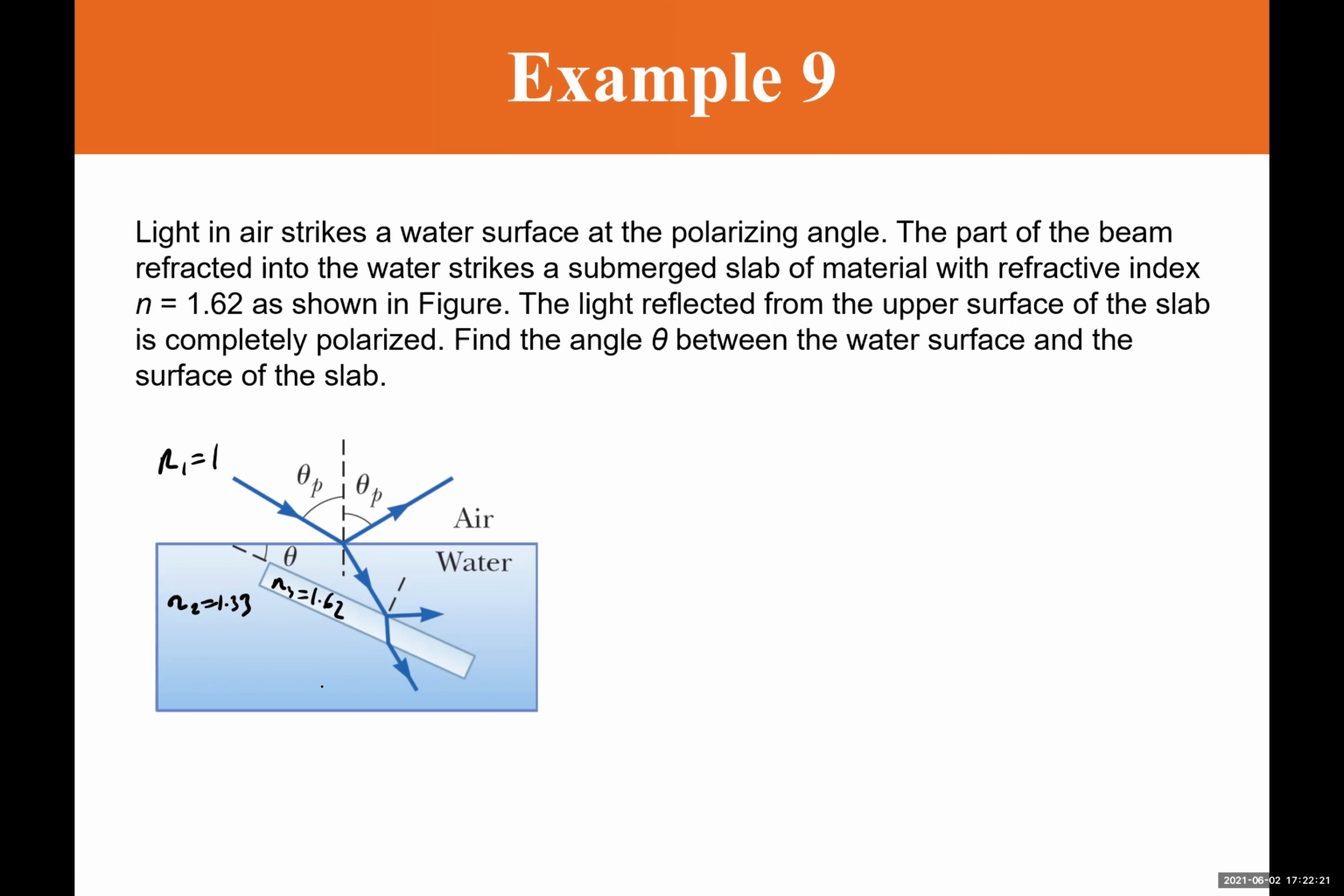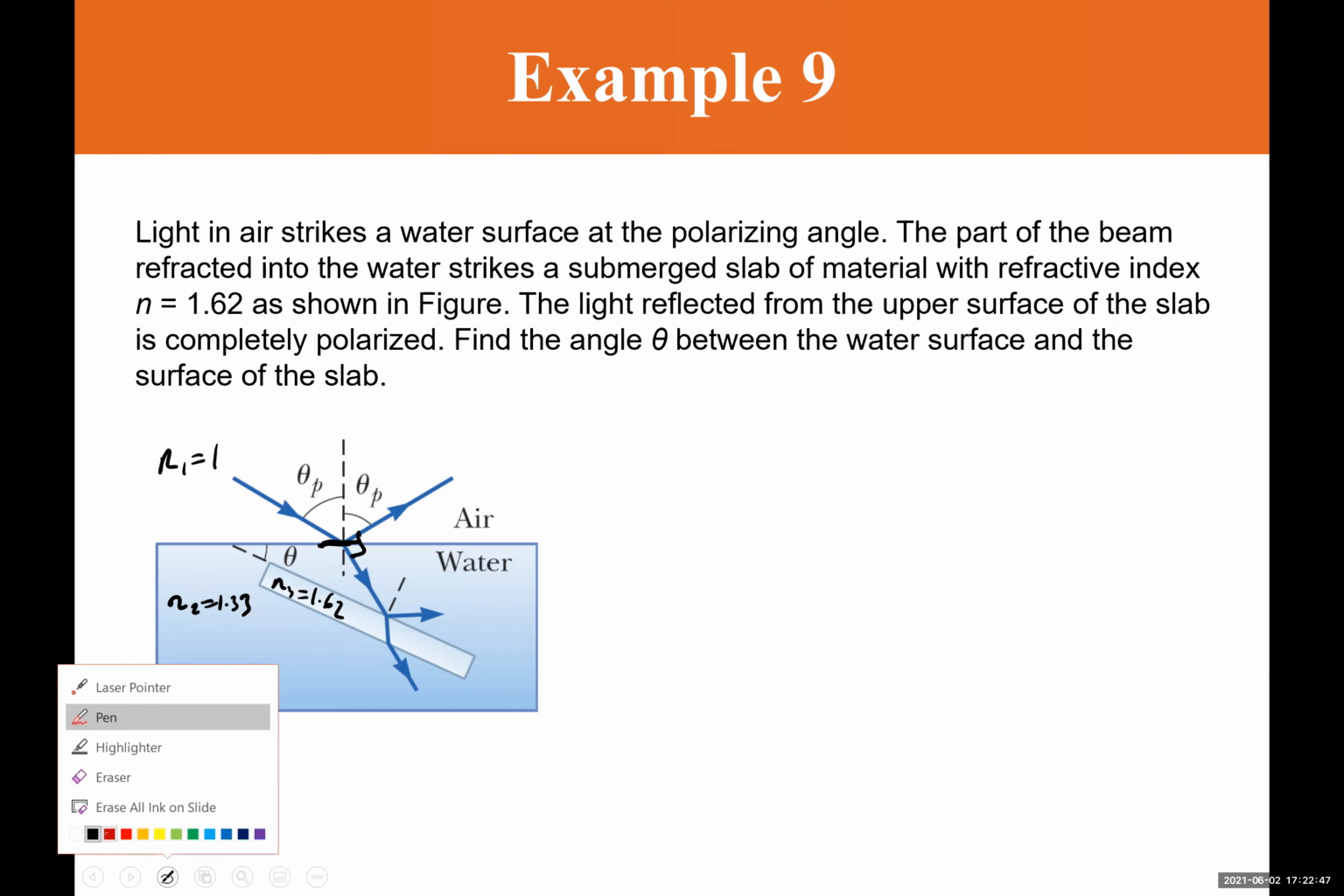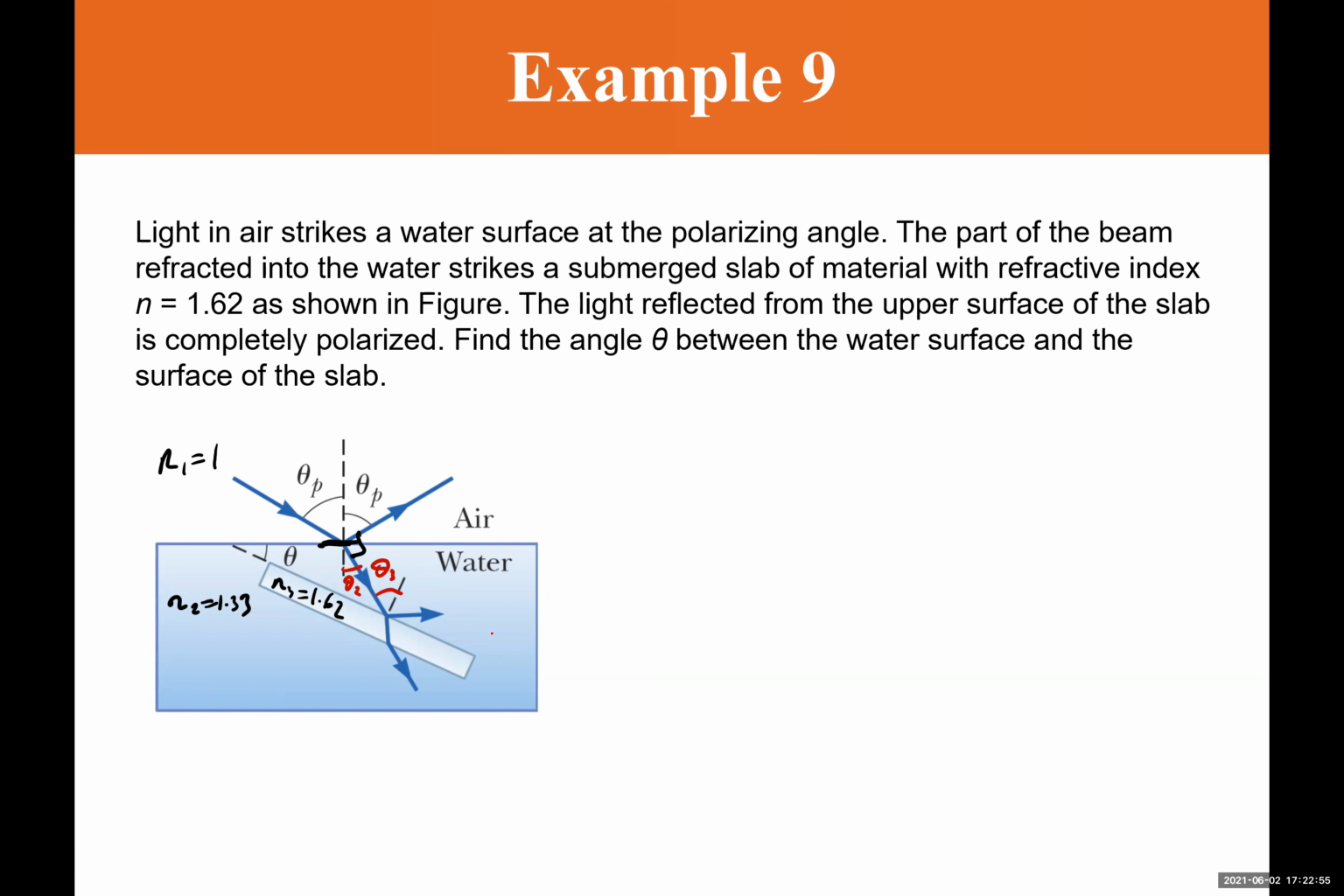From here, we can look at theta p representing the light hitting the water from air at Brewster's angle, which means that we know those two are perpendicular to one another. Okay, and then we can think of it like this. Let me use a slightly different color. All right, so this is theta 2, and this is theta 3.